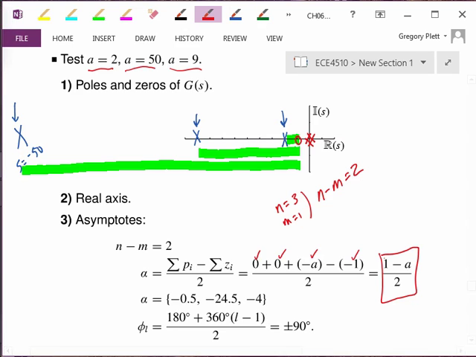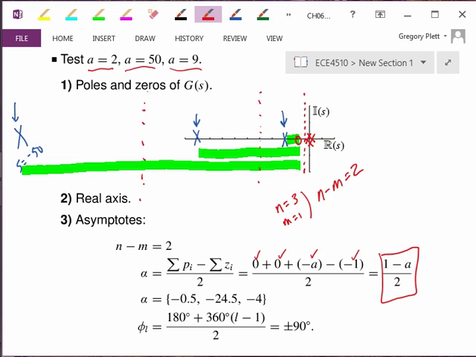So if A equals 2, I have minus 1/2. If A equals 9, I've got minus 4. If A equals 50, I've got minus 24.5. So my possible locations for asymptotes are minus 1/2, minus 4, or way over here somewhere, minus 24.5. Those are where I'm going to go to plus minus infinity along those lines. And we know that the angles are 90 degrees.